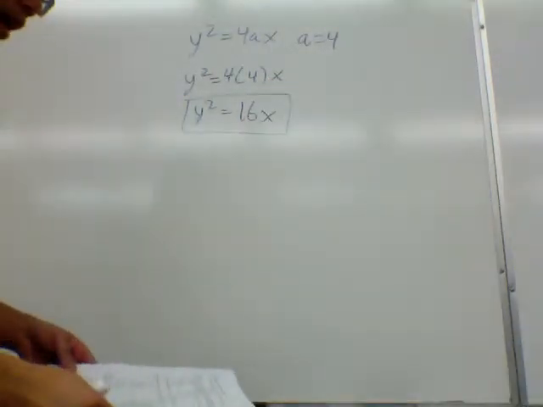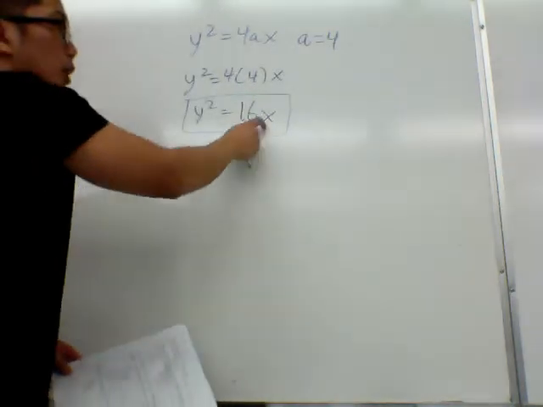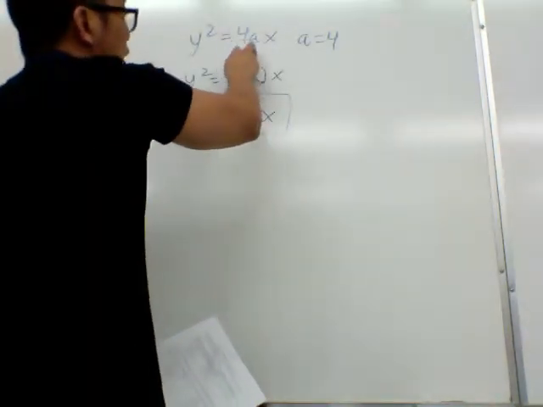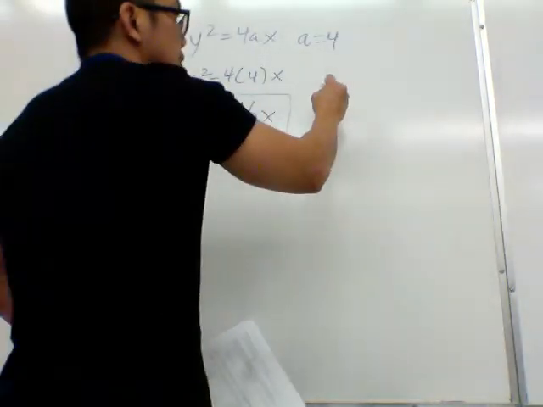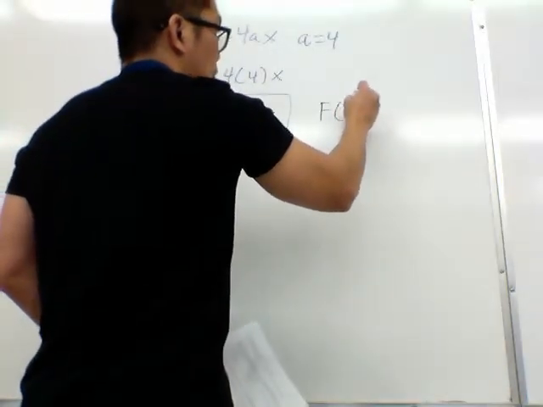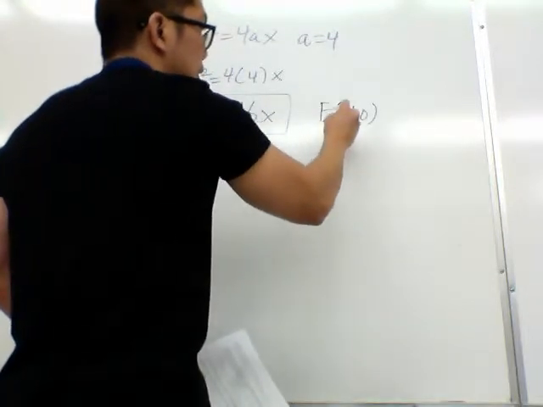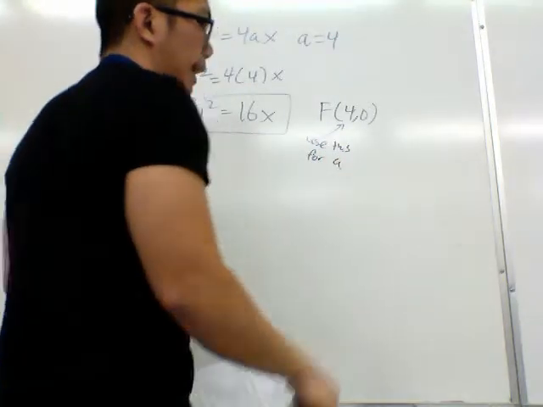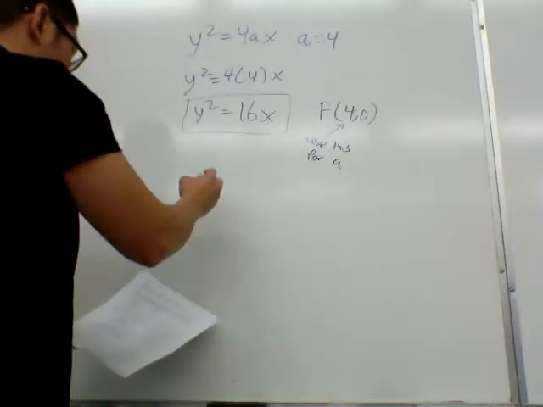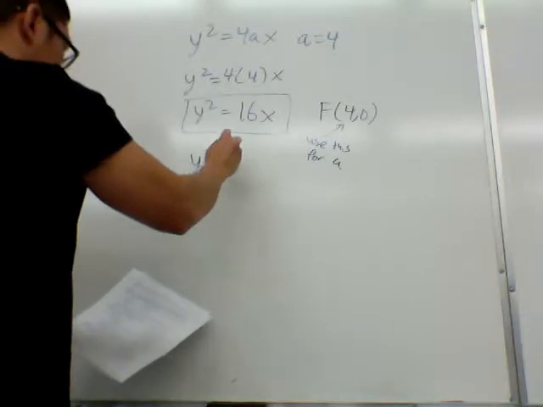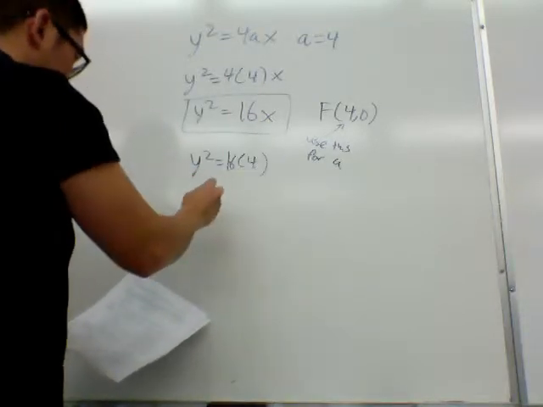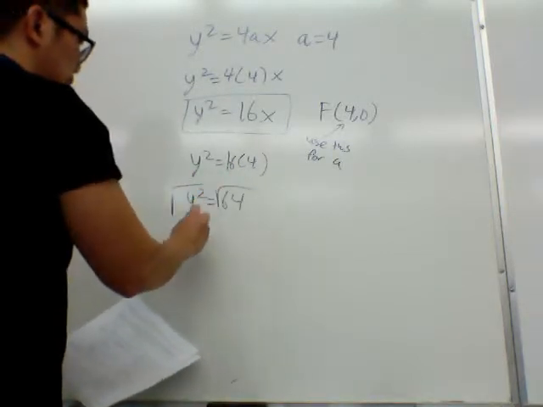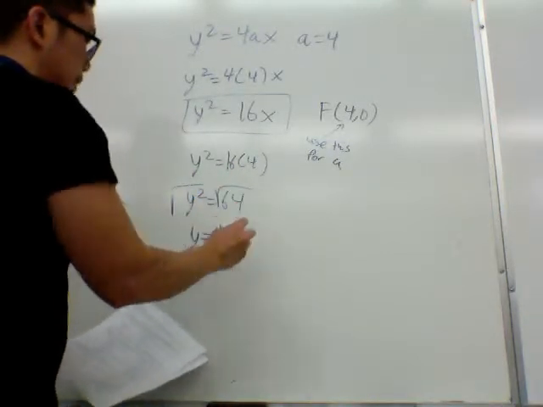Now to find the latus rectum, we just take our x and put the a value of our focus. Now the focus is at (4, 0), so we are going to use this for a. So my latus rectum is y squared is equal to 16 times 4, and so this becomes y squared is equal to 64. And if I square root both sides, I get y is equal to plus or minus 8.